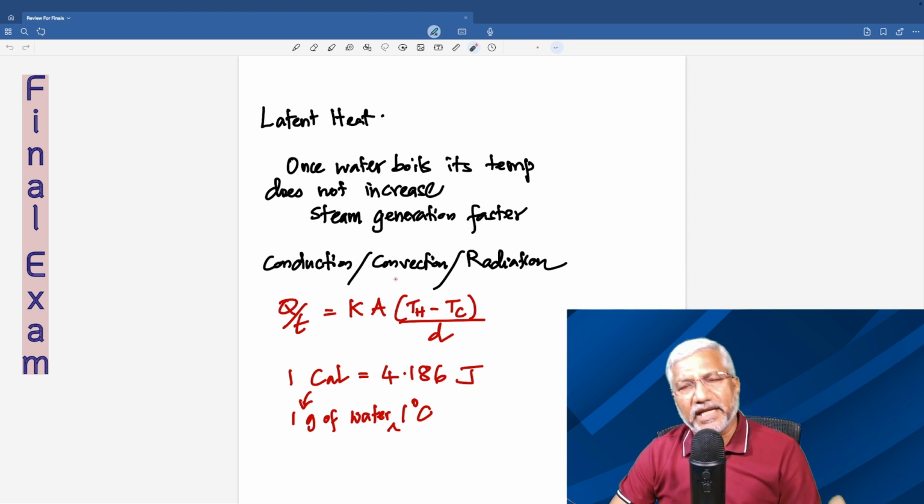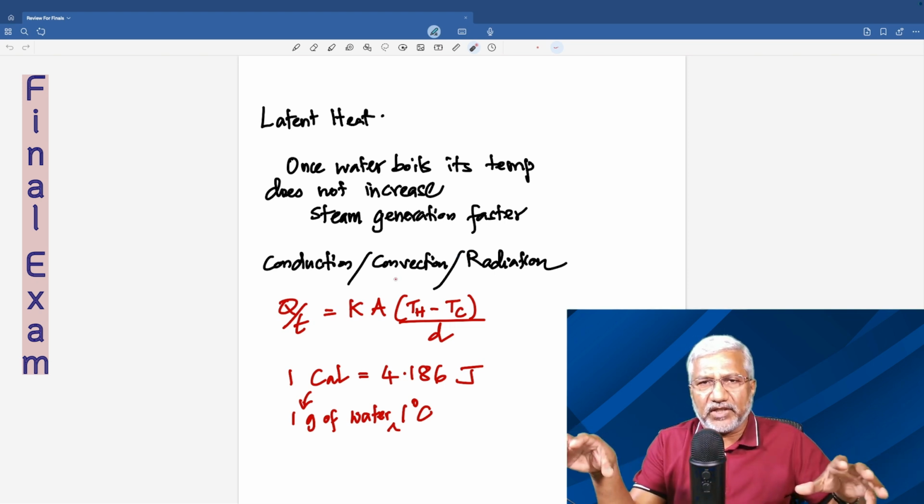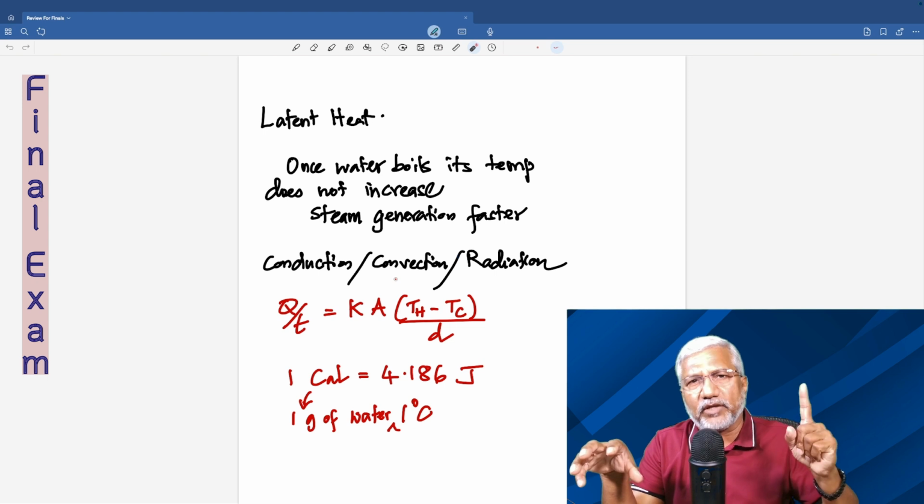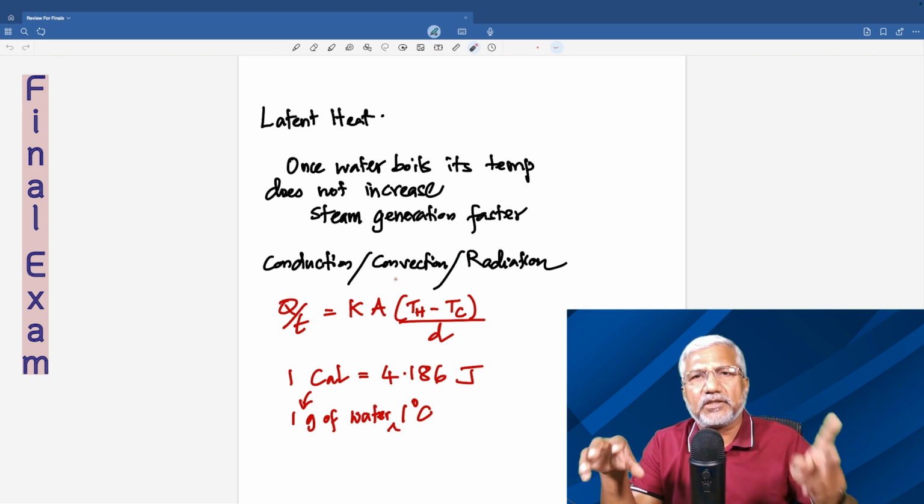Okay. Next topic is the transmission of heat. Please read on this. There are 3 ways: conduction, convection, and radiation.